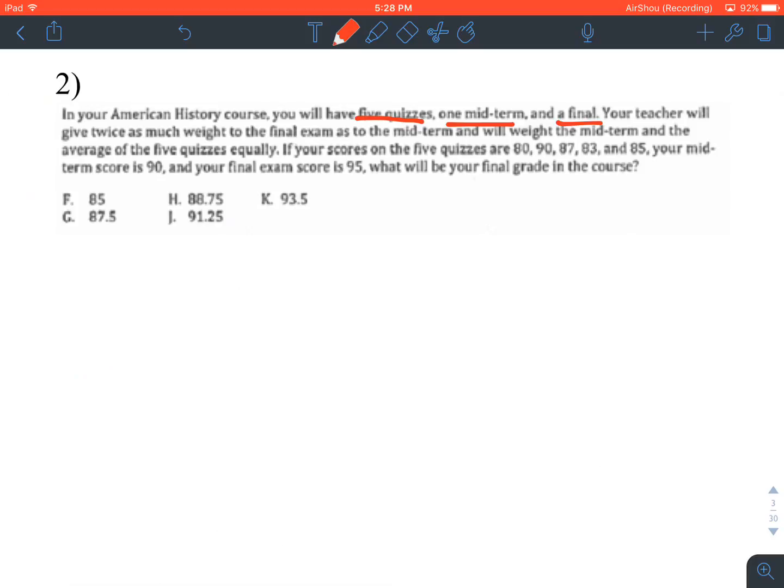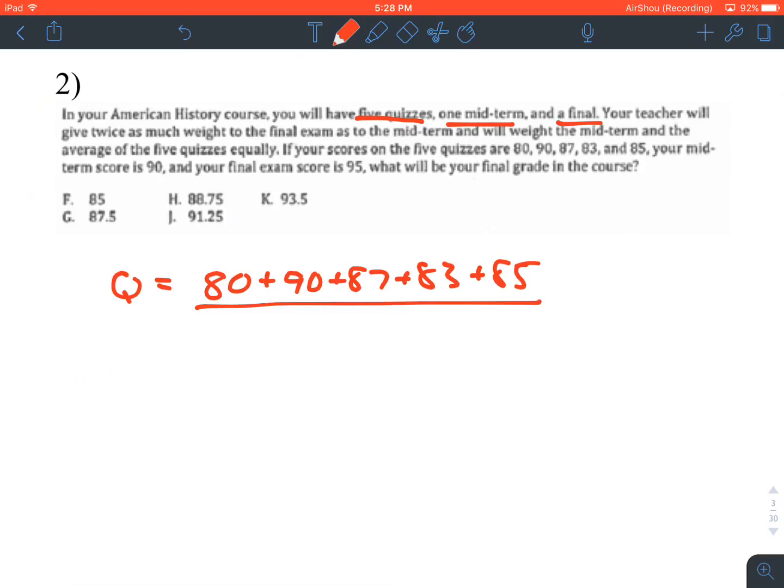If your scores of the 5 quizzes, so I'm going to write down the quiz scores, are 80, 90, 87, 83, and 85. I'm going to average those. Your midterm score is 90, so that's already average. There's only 1 score. And your final exam score is 95. What will your final grade be in the course?